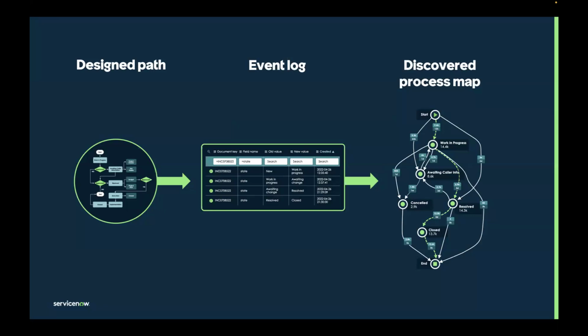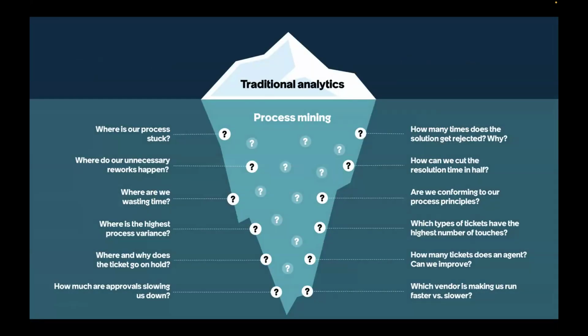Process mining gives us the ability to answer process questions that have historically been very challenging to answer. So where traditional analytics will allow us to answer a lot of the what questions about our processes, process mining helps us answer a lot of the whys. So things like, where is the process getting stuck? Where is there unnecessary rework happening? Where do we have tickets, cases, incidents, ping-ponging and bouncing between different groups and teams? Where aren't we conforming to the process we've designed?